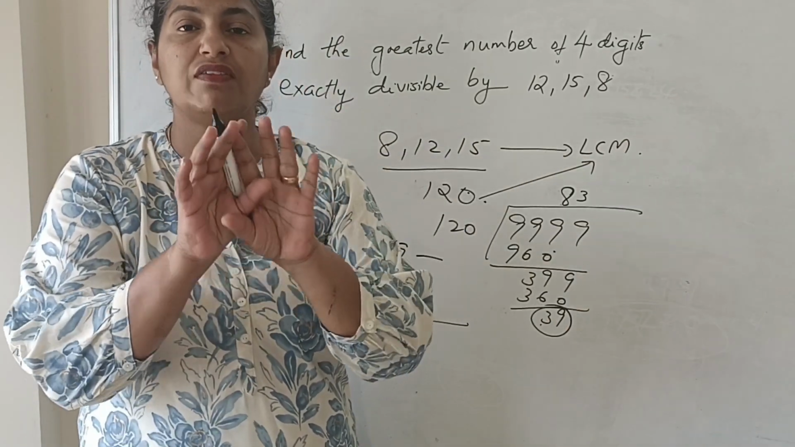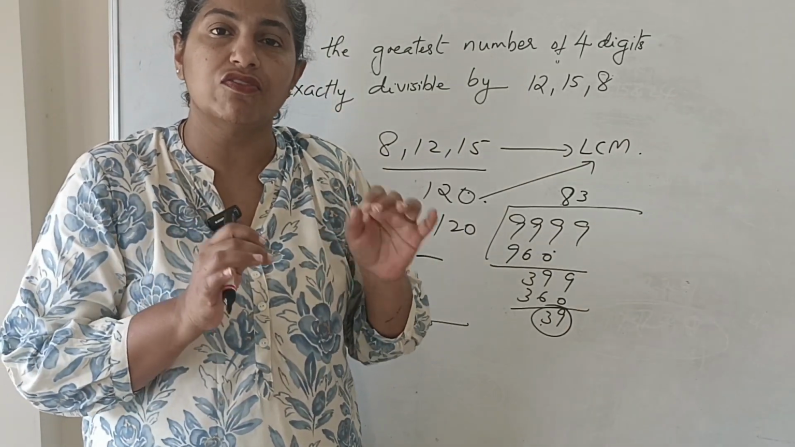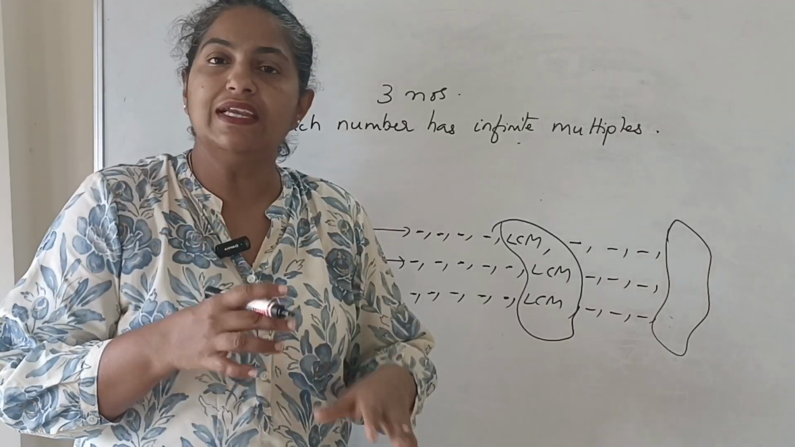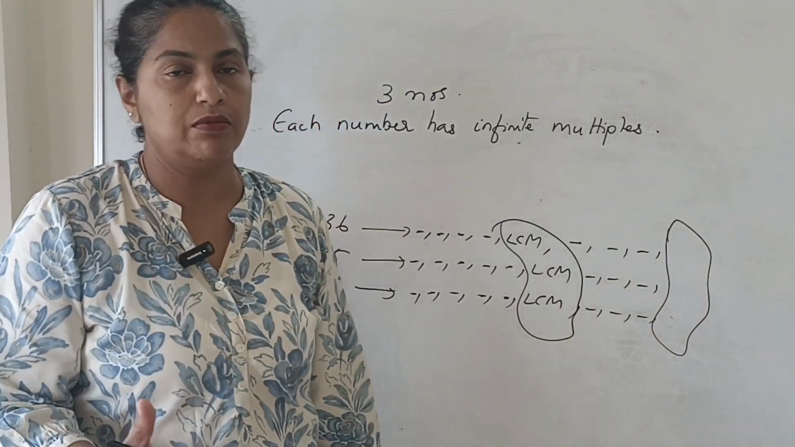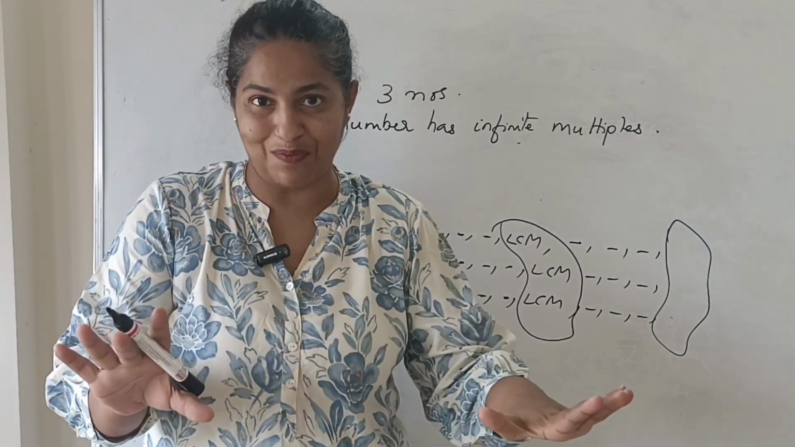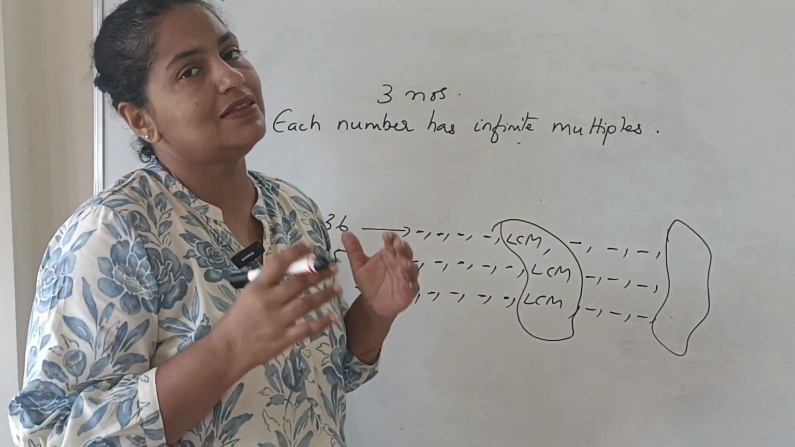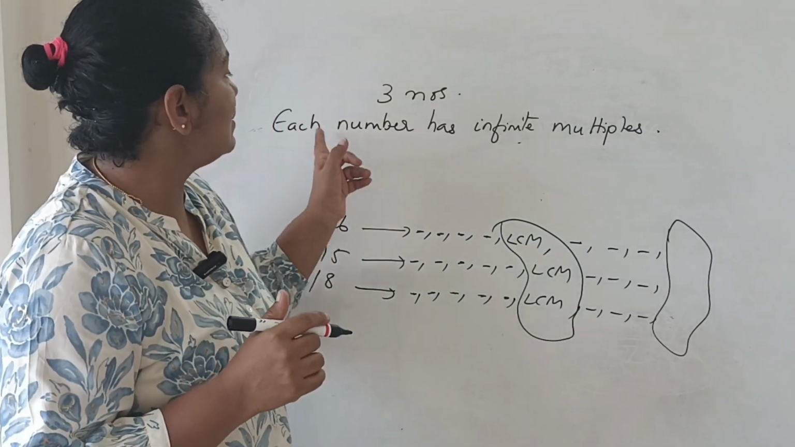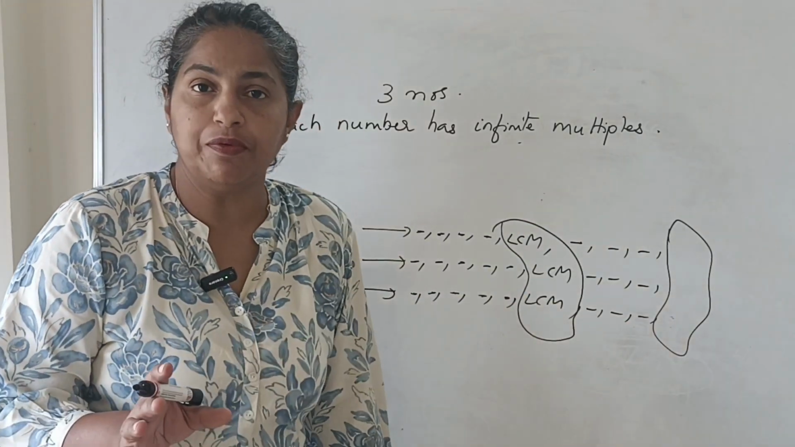So I hope you have understood the basic concept behind these kinds of sums. So let us say that we have got a set of 3 numbers. It can be 2 numbers, 4 numbers, any number of numbers. But for example, let us say 3 numbers are given to you. We know that each number will have infinite multiples.